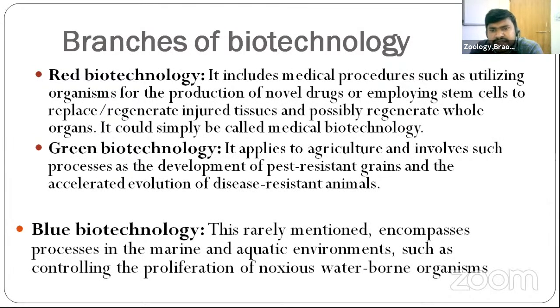And the second one is green biotechnology. It applies to agriculture and involves such processes as the development of pest-resistant grains and the accelerated evolution of disease-resistant animals. Green is nothing but related to plants or agriculture. With the help of green biotechnology, we can develop pest-resistant grains and trees, and at the same time, disease-resistant animals also.